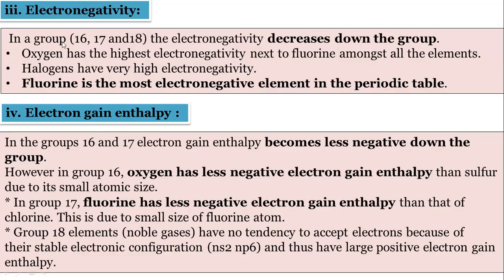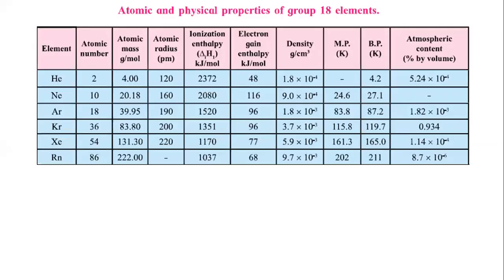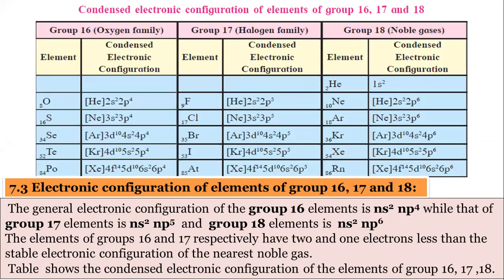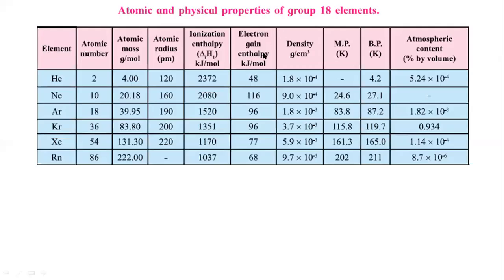Now I am coming to the electronegativity. The definition of electronegativity was already explained in 11th standard, but once again, I will explain what is meant by electronegativity. Electronegativity is the ability of an atom to attract the shared pair of electrons towards itself. We can see the electronegativity values here for any group.